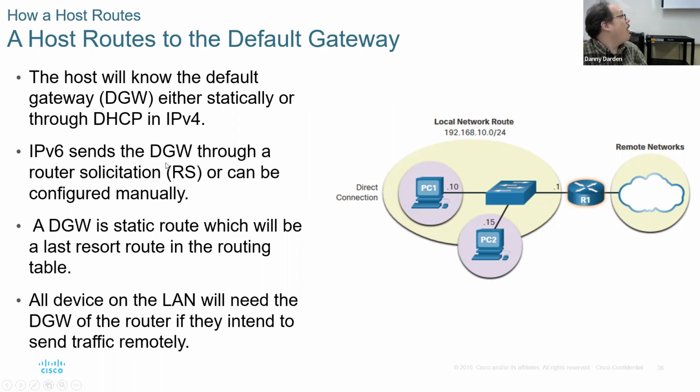You will see RS, router solicitation, and that is a message that IPv6 sends out. And a default gateway is a static route, which will be a last resort route in the routing table. That static route is basically, another way to say that is a next hop. So the static route contains a next hop address, or it just contains an interface.